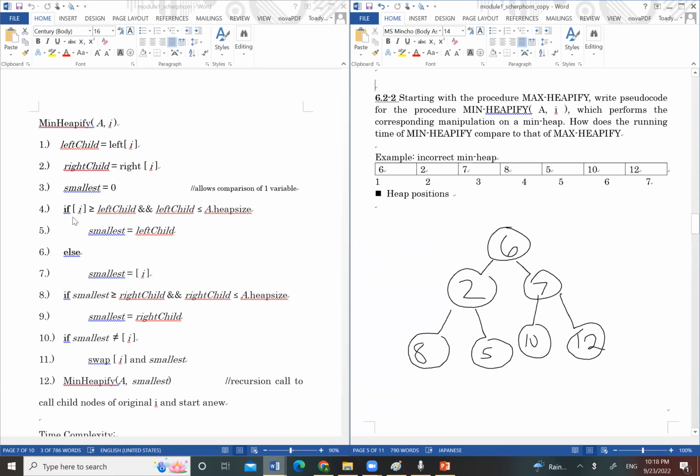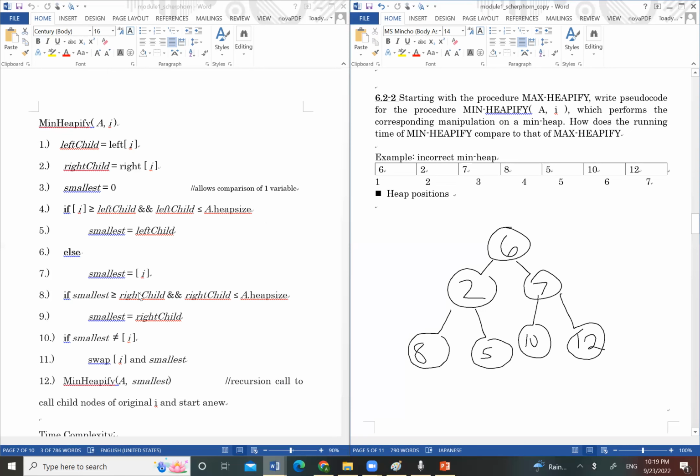So we'll do: if i, the parent or root, is greater than the left child, and the left child is within the heap size, then the smallest is now the left child. Because remember, if it's a min heap, we want the parent to be the smallest. But if that's not the case, then the smallest stays the parent. Good. Now we have a smallest. It's either the left child or i.